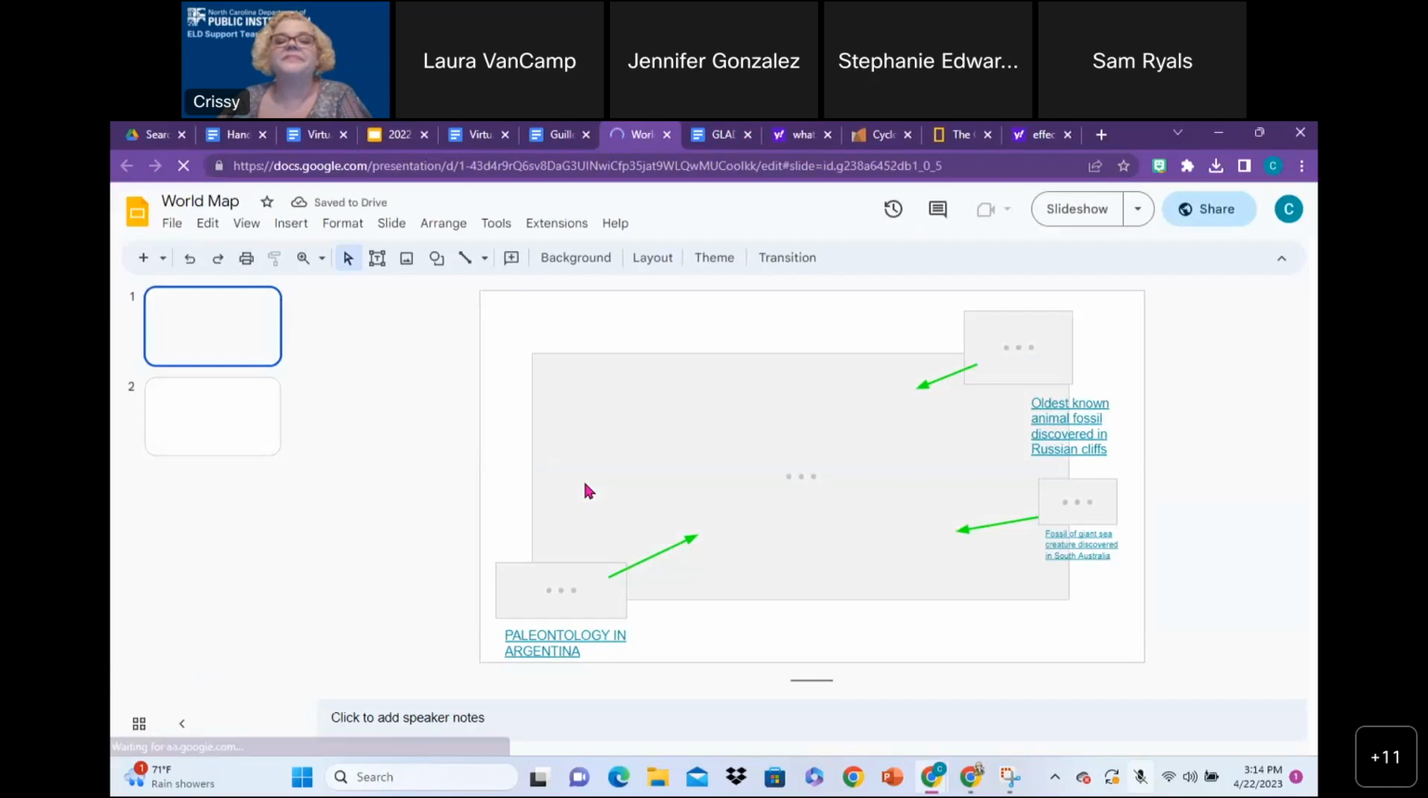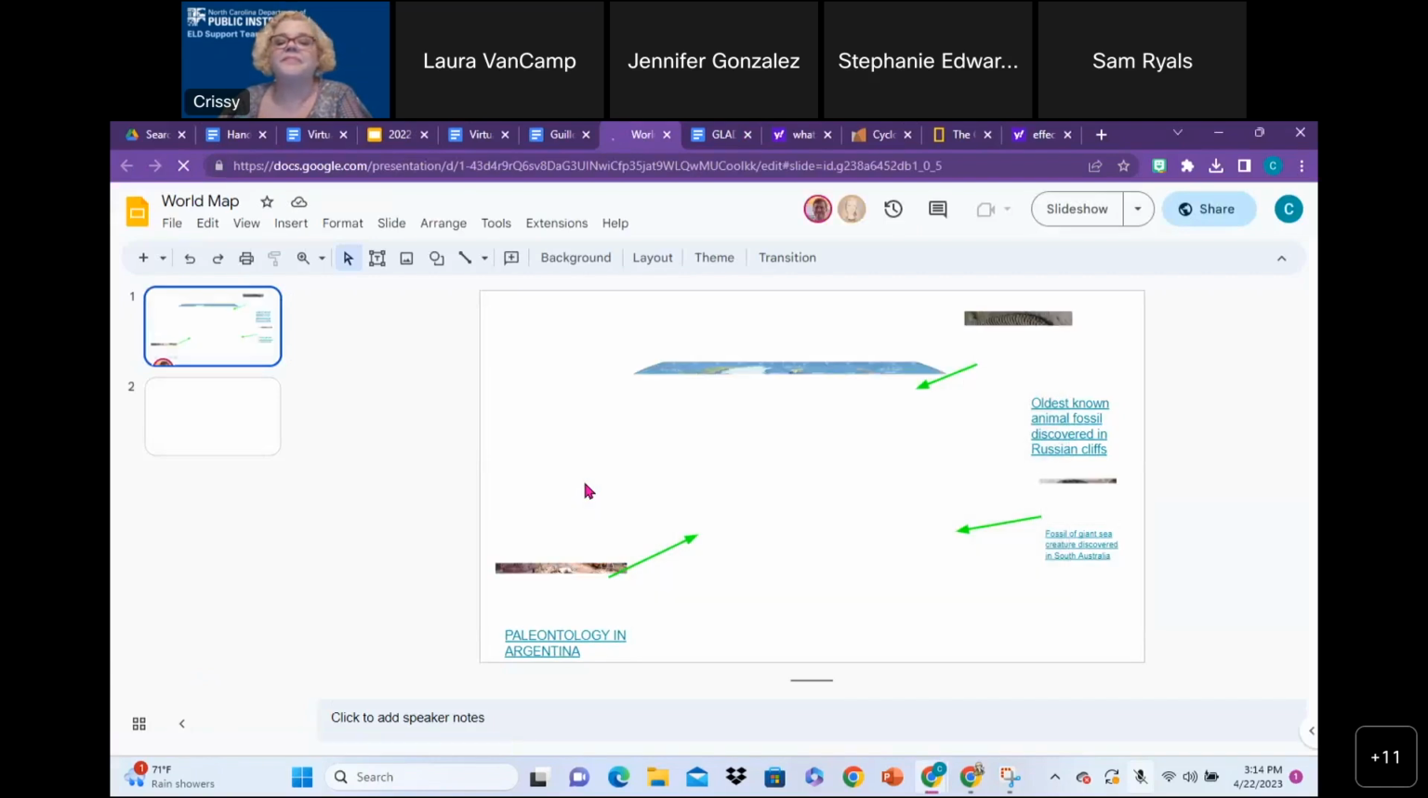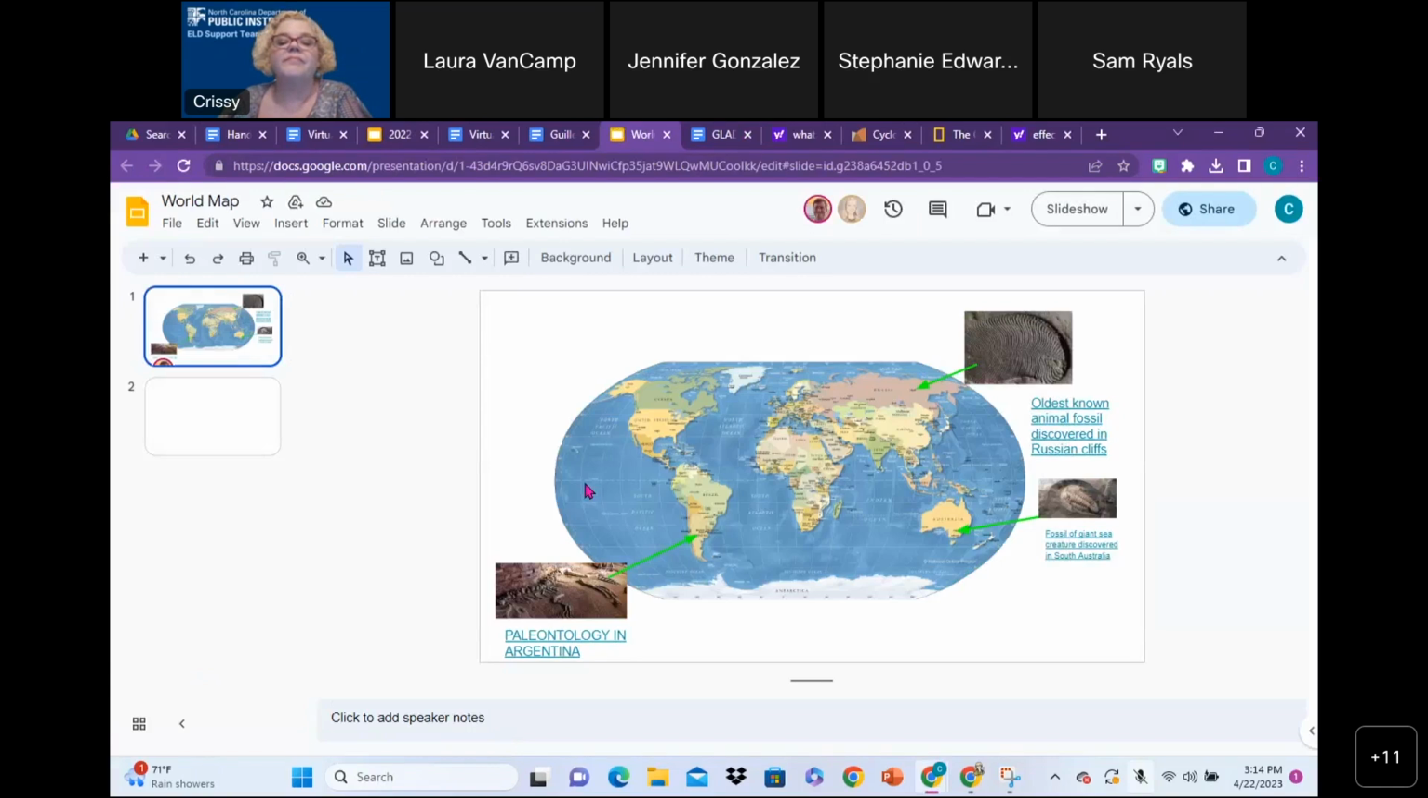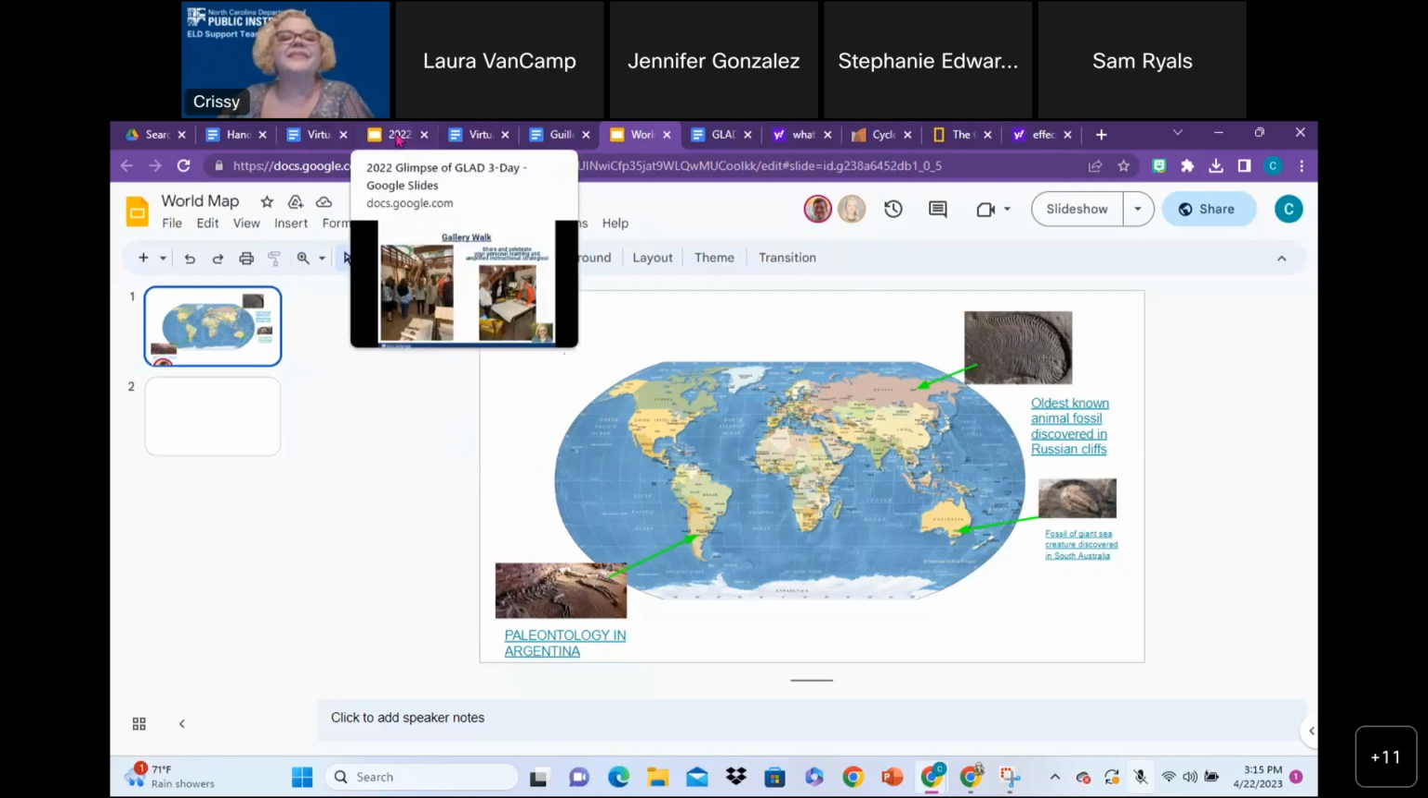What we did is we created the world map, and we have pictures of different dinosaurs, where they were found, and their locations. I wish we had had more time for that one, but we were also working with the inquiry chart, and then we went on and did the world map. And if you could please go back, ma'am.